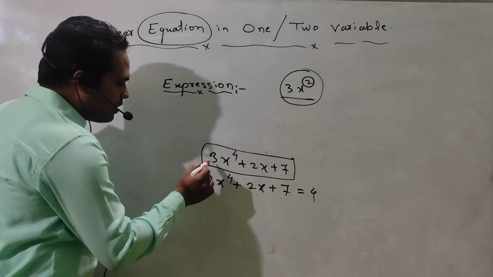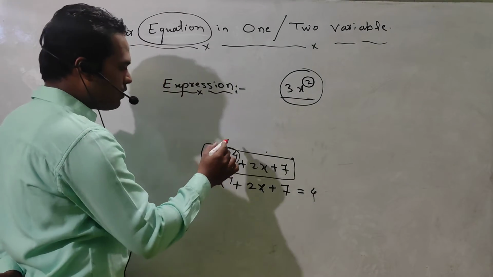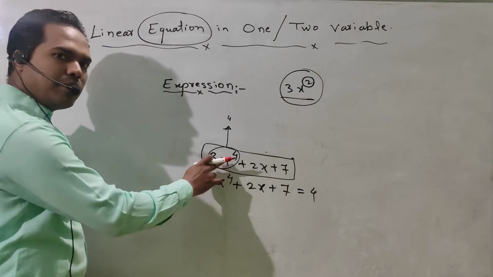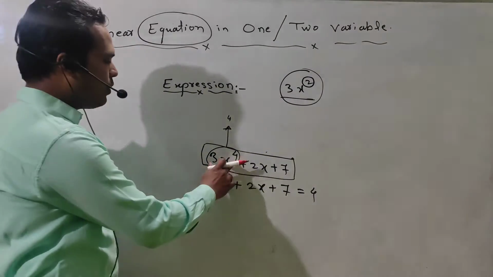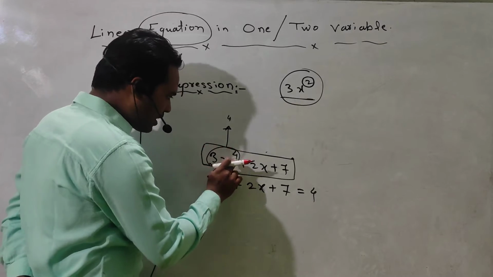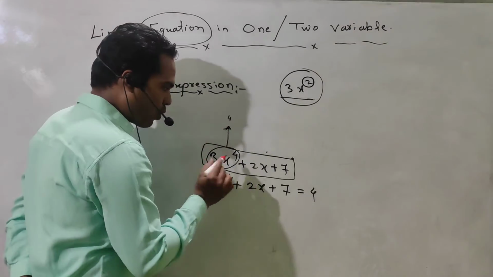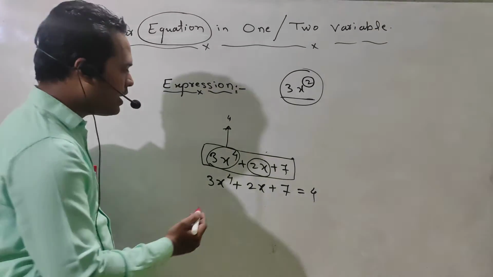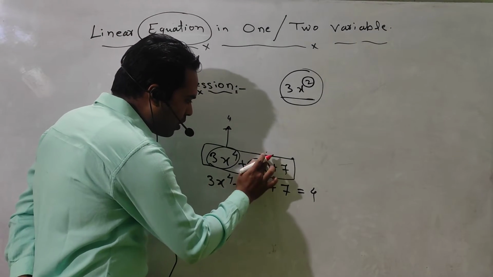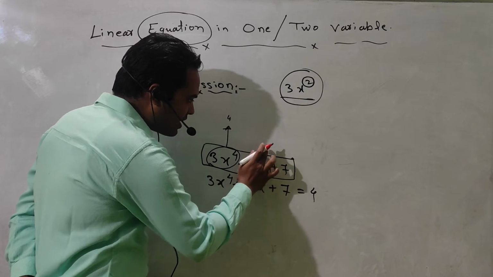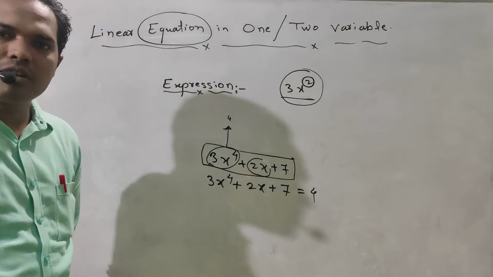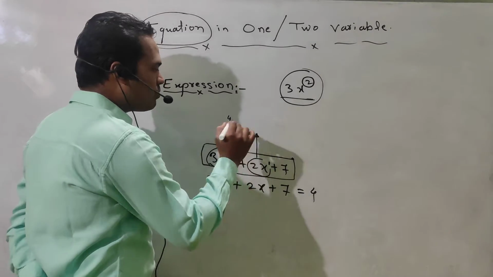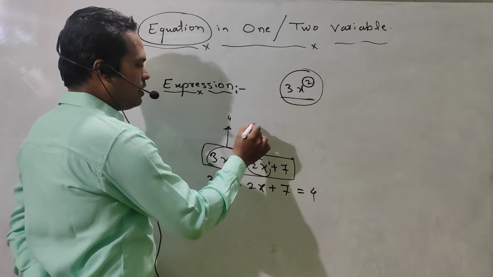See here, the degree of the first term is 4. Why? Because here the variable x has degree 4. That's why this mathematical term has degree 4. What is the degree of this mathematical term? See here, x: on x nothing is mentioned. If nothing is mentioned, then it will always be 1. That's why the degree of this mathematical term is 1.